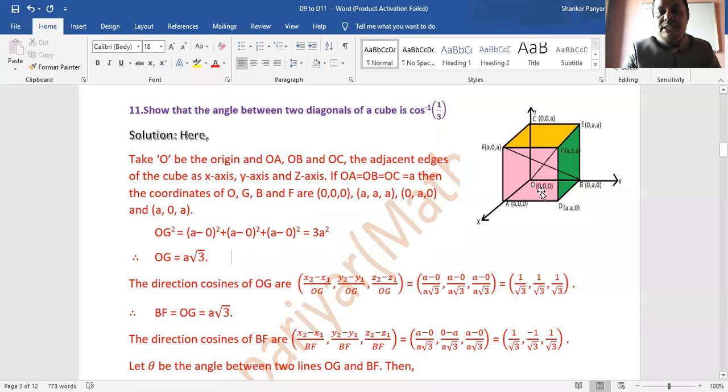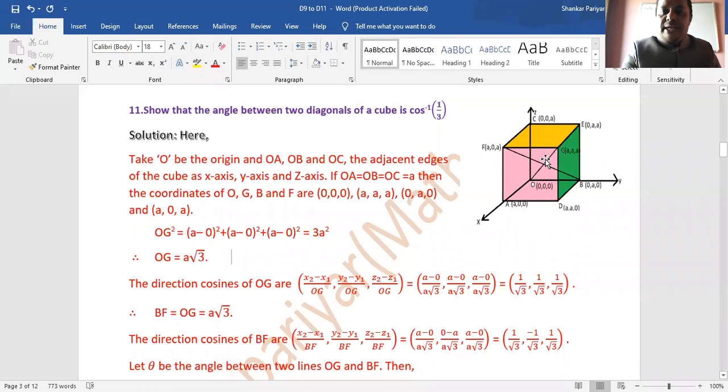Coordinate of O is 0, 0, 0. Likewise, what is the coordinate of G? Actually, the coordinate is seen on the plane, but actually it is not. It is in space. The point G is given in space. Therefore, its coordinate goes to a, a, a.